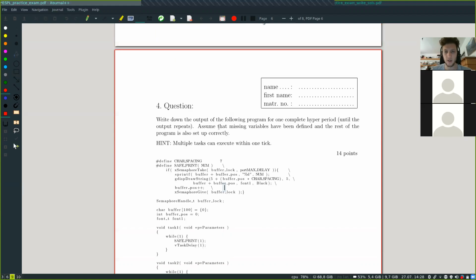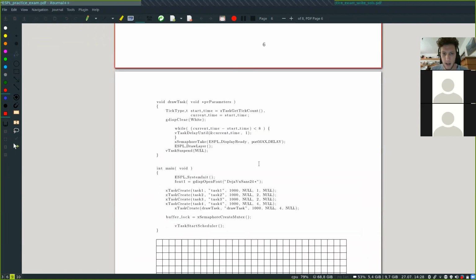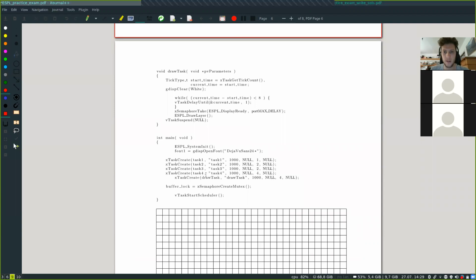I'm usually not actually very good at doing these questions, even though I write them. But let's try and figure this one out. So we have tasks created 1, 2, 3, 4. That's the highest priority, and then task 3. Wait, other way around. So this is the most important one? Oh, yeah.